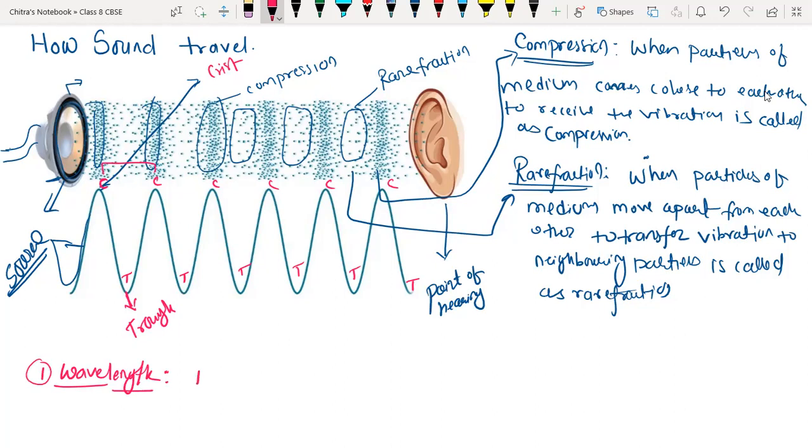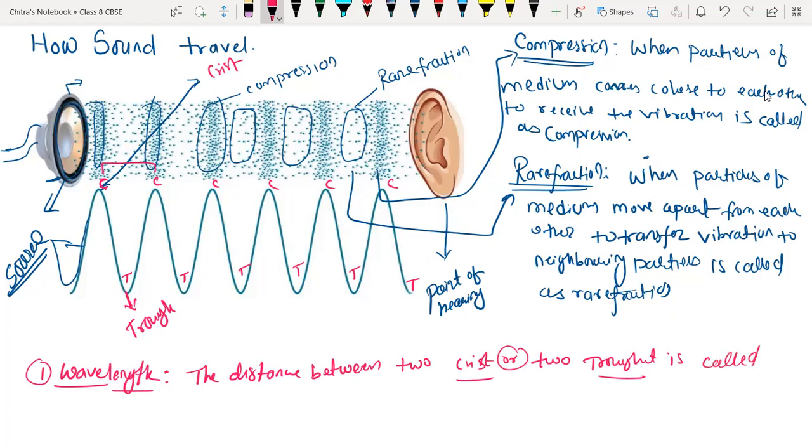The distance between two alternate compressions or rarefactions, or instead of compression and rarefaction, we can write crest and trough also. So the distance between two crests or two troughs, or instead of crest and trough, we can write compression and rarefaction also, is called wavelength. But here we are using the word wave, that's why we have to write crest and trough, because we have to show it in the form of a wave.